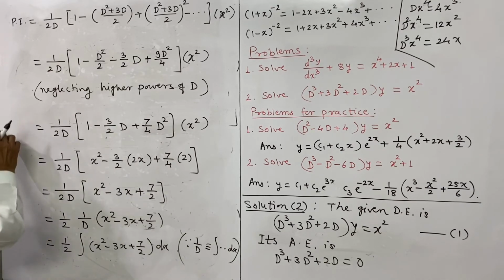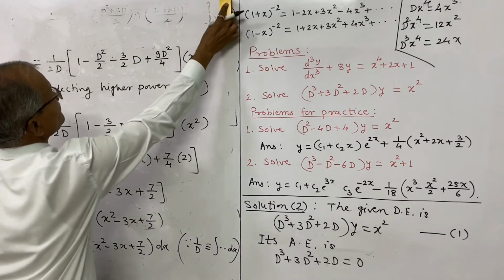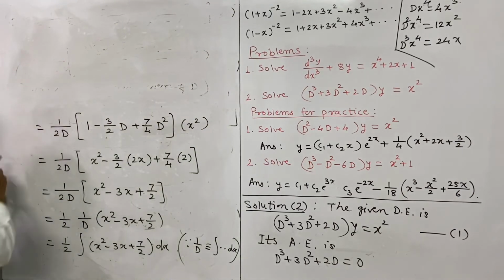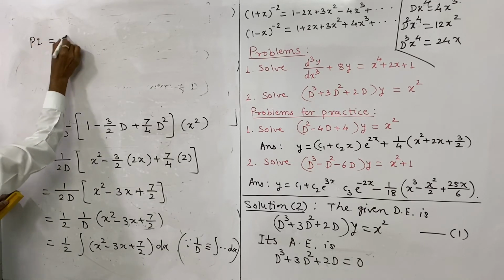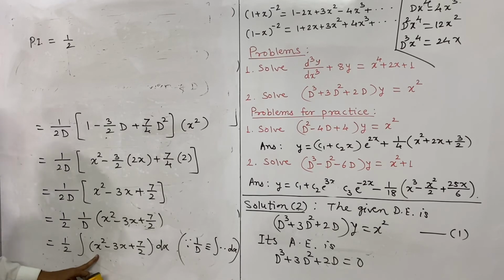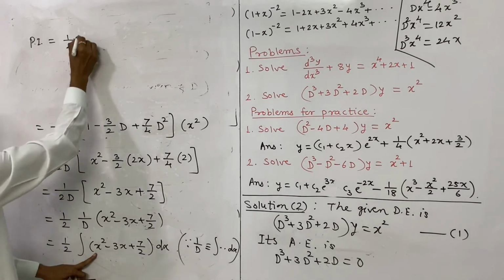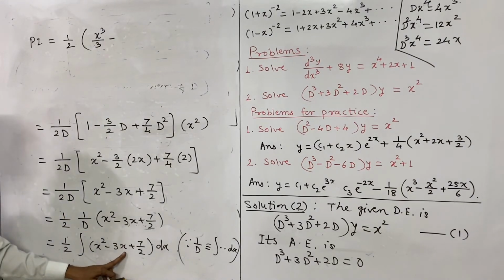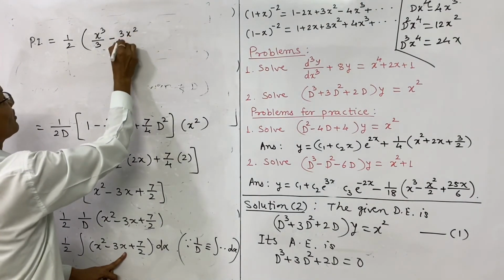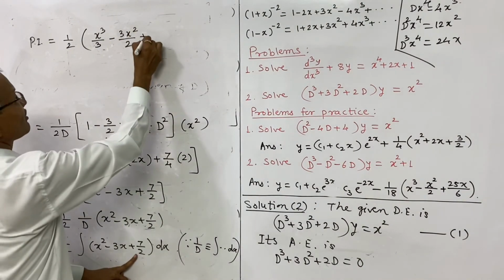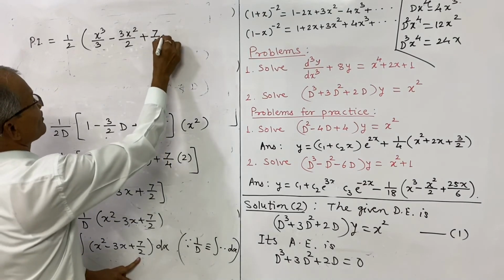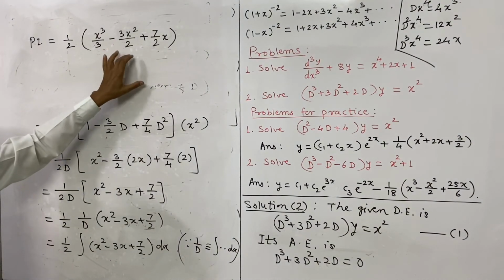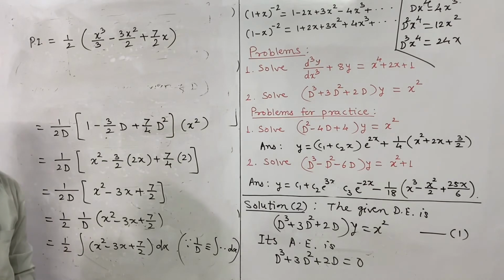And now what is the integration of this? It is easy to write, and that is PI is half. We will write the integration directly. What is integration of x square is x cube by 3. And next is minus integration of x is x square by 2, so minus 3x square by 2. And last one, 7 by 2 is constant. Integration of 1 dx is x, 7 by 2 x. Remember that we are not adding constant of integration here, because this is the particular integral. All constants are added already in complementary function.